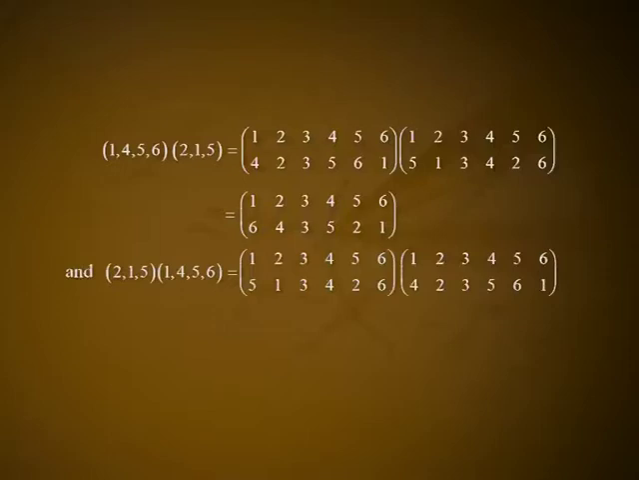And (2, 1, 5) times (1, 4, 5, 6) is equal to the permutation 1 to 5, 2 to 1, 3 to 3, 4 to 4, 5 to 2, 6 to 6, times the permutation 1 to 4, 2 to 2, 3 to 3, 4 to 5, 5 to 6, 6 to 1, which is equal to the permutation 1 to 4, 2 to 1, 3 to 3, 4 to 2, 5 to 6, 6 to 5. Neither of these permutations is a cycle.